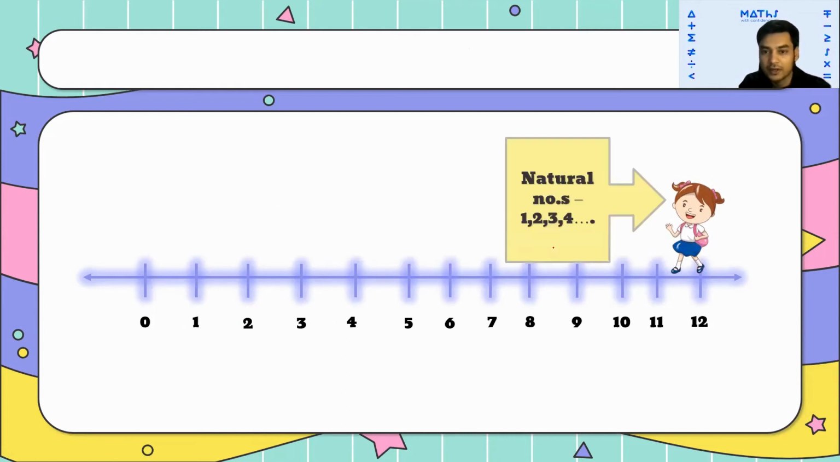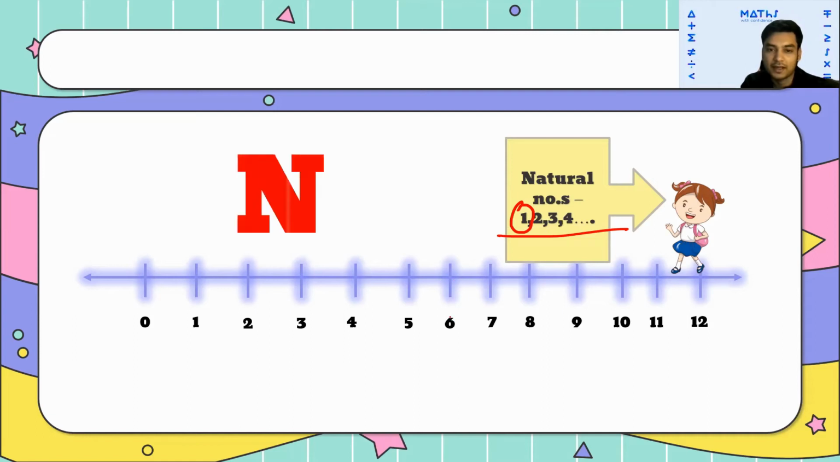The numbers she got are called natural numbers. Natural numbers are the ones which start from 1 and go to infinity in the positive direction of the number line, and they are represented by N, right?